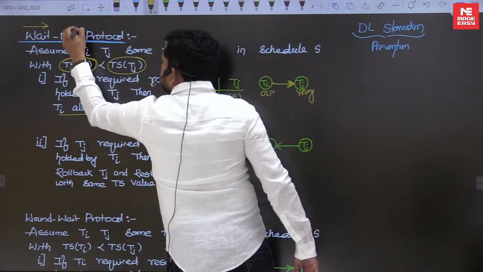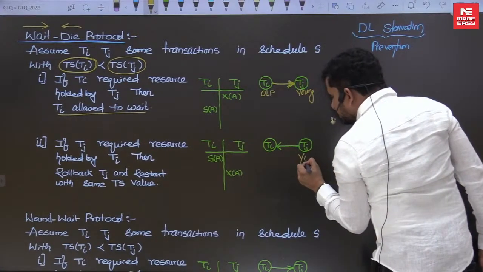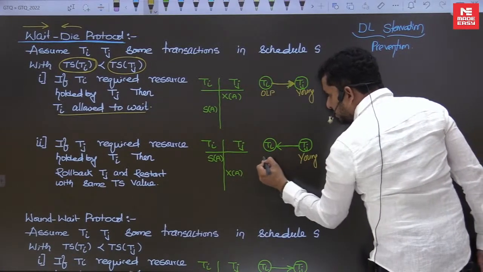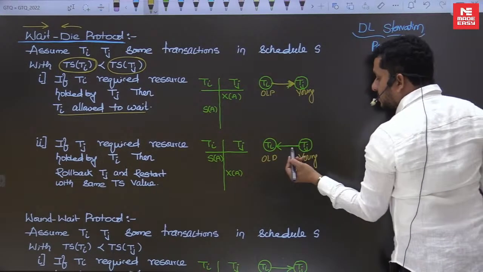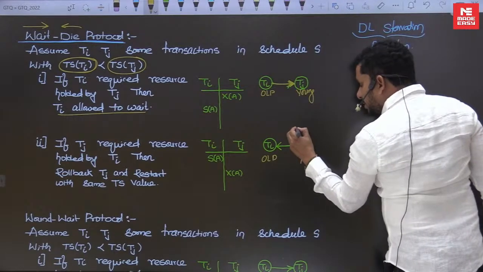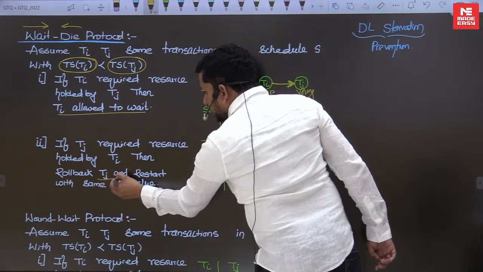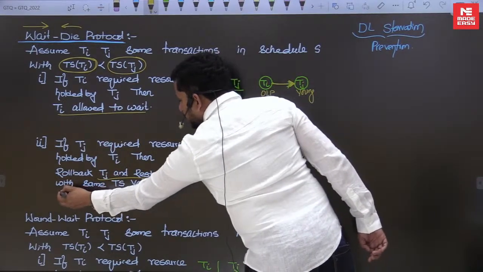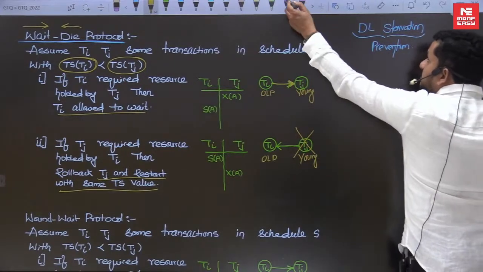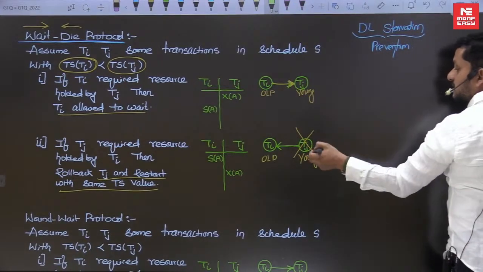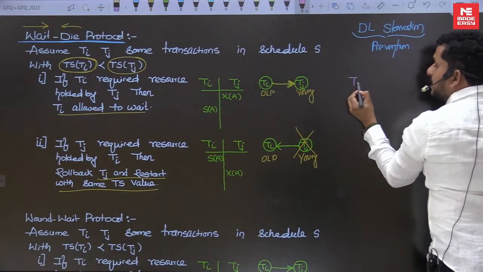The second term is die. If a younger transaction requires a resource which is held by an older transaction, then according to the protocol, roll back the younger transaction TJ and restart TJ with the same timestamp value. Because of the rollback, there is no chance to form a cycle in the dependency graph.